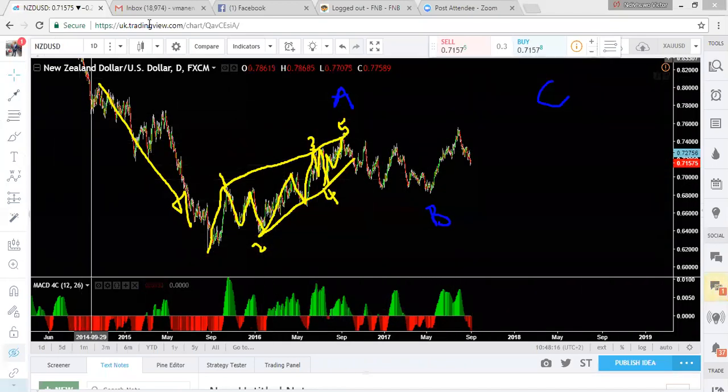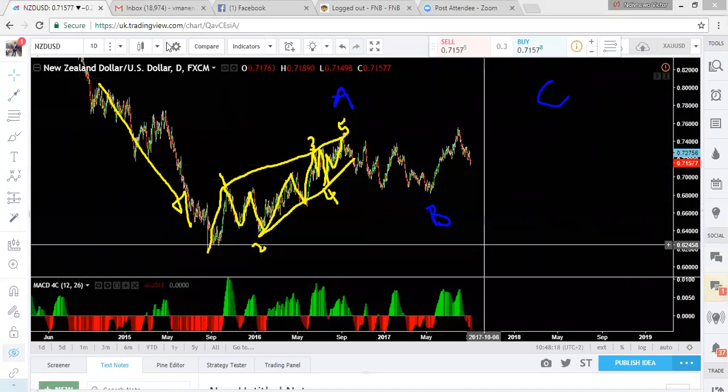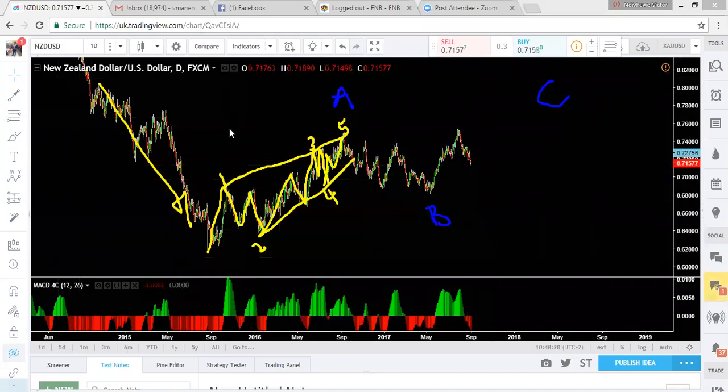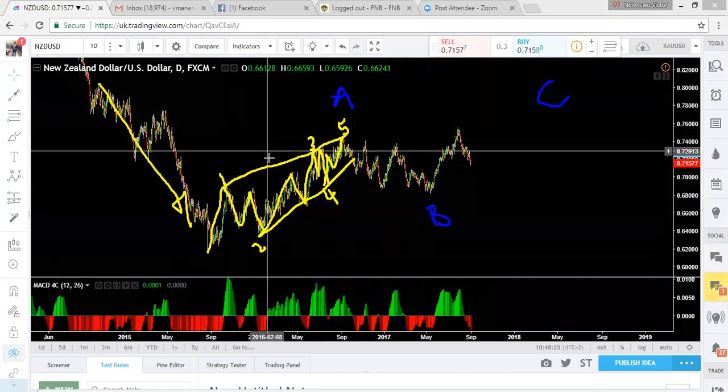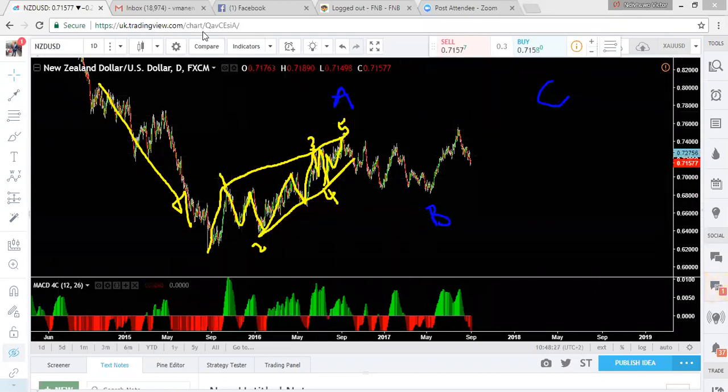So what I said last time was that this C may form exactly the same thing that has formed in A. So this is what we have currently. Let's just get the drawing tool again. We had the move up in wave 1. So in C, I'm expecting that we already had this one move, this one here. So 1, 1. This one dropped, this one dropped.